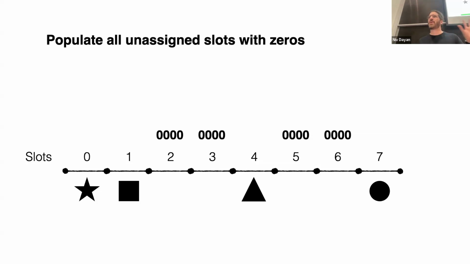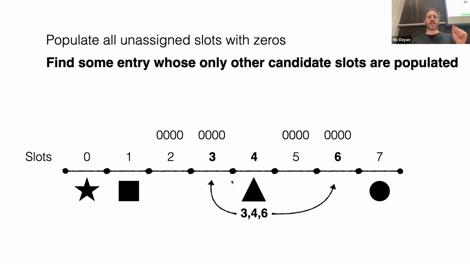Now that we've created a unique assignment between the different slots and the different entries, we're going to start generating the bitwise content of the filter. We'll start by taking the slots to which I haven't mapped anything, and I'll just set those to be zeros. That's my first step. Now, in each step, I will take some entry. So I take this entry here.